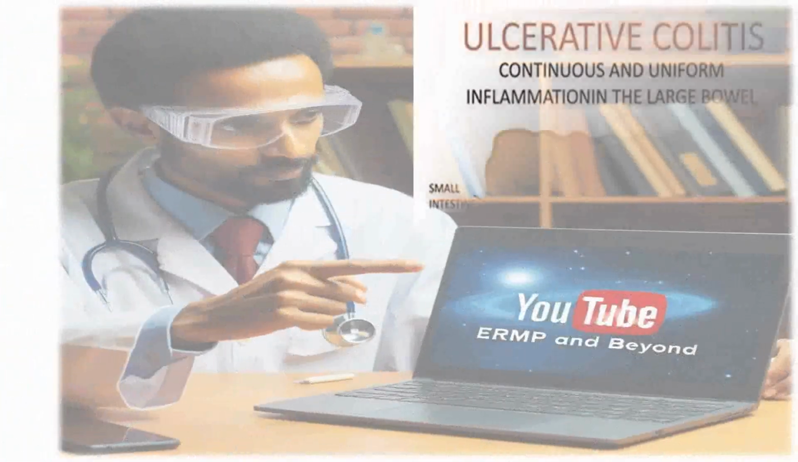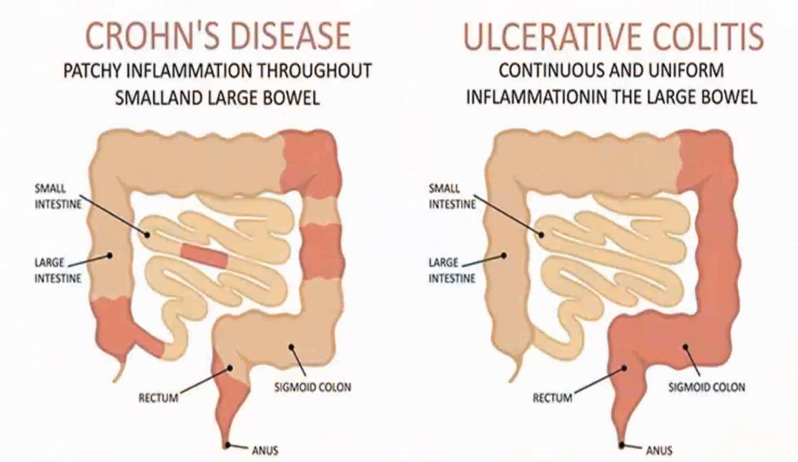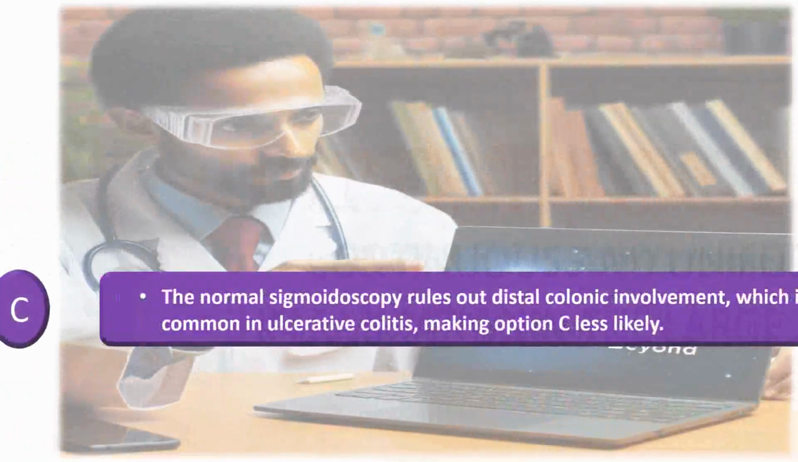Now let's go back to our patient. The patient's symptoms of recurrent right lower quadrant abdominal pain, diarrhea, fever, weight loss, vomiting, aphthous ulcers, and elevated white blood cell count are suggestive of an inflammatory process. The normal sigmoidoscopy rules out distal colonic involvement, which is common in ulcerative colitis, making option C less likely.